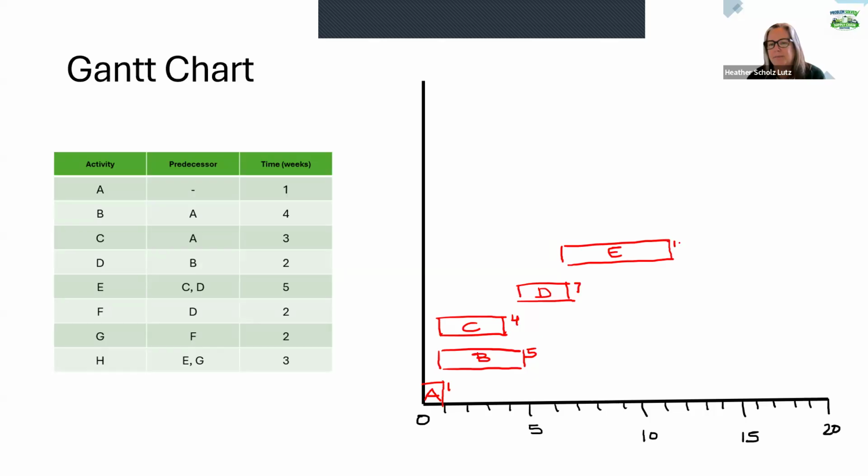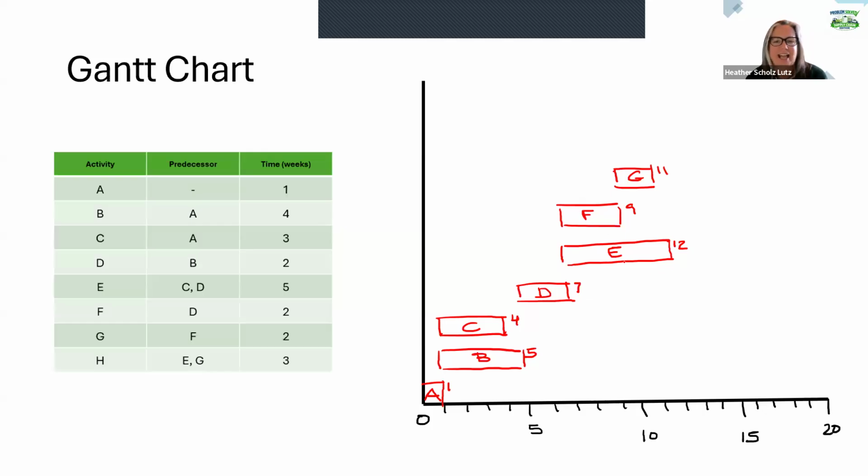All right, F has D as its predecessor, so again, it's going to start at time 7, go 2 weeks, so out to about time 9 there. So that's 9. G has F as its predecessor, so it's going to start at time 9, go 2 weeks to time 11. So didn't leave much room for there, but we got it.